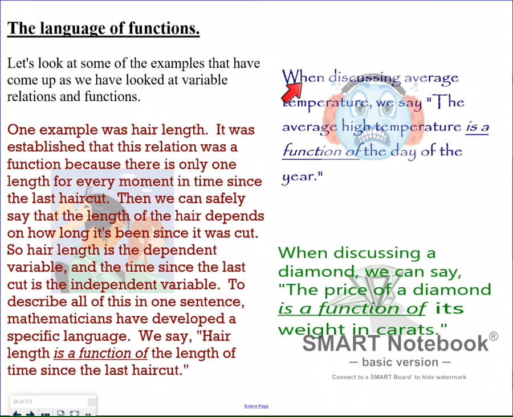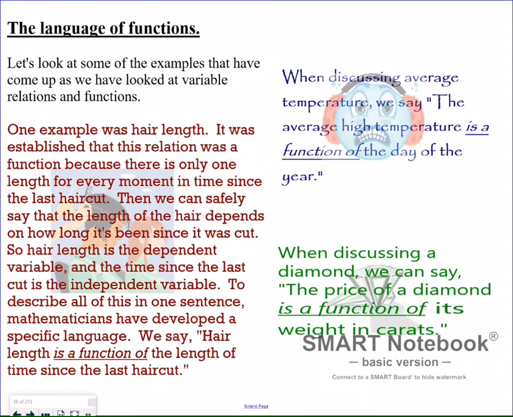Earlier I mentioned average temperature. We would say the average high temperature in Wisconsin is a function of the day of the year, because the high temperature average depends on what day of year it is. We could discuss the quality of the diamond. The price of a diamond is a function of its weight in carats. That means that the price of a diamond depends on how heavy it is. The heavier the diamond, presumably the higher the price.